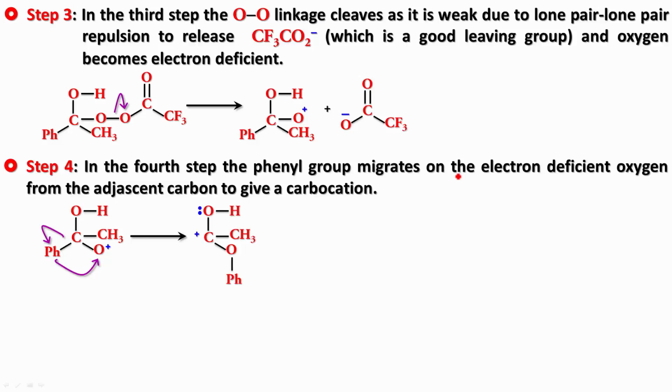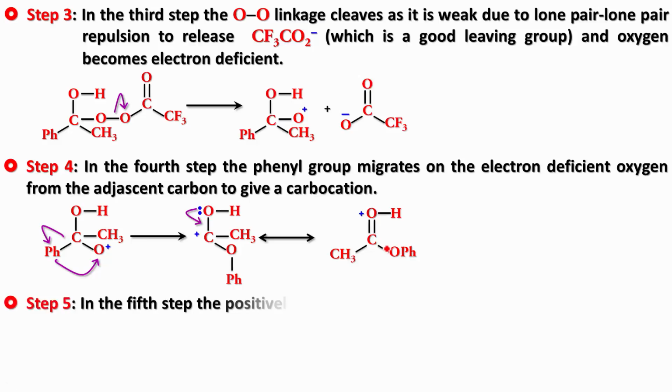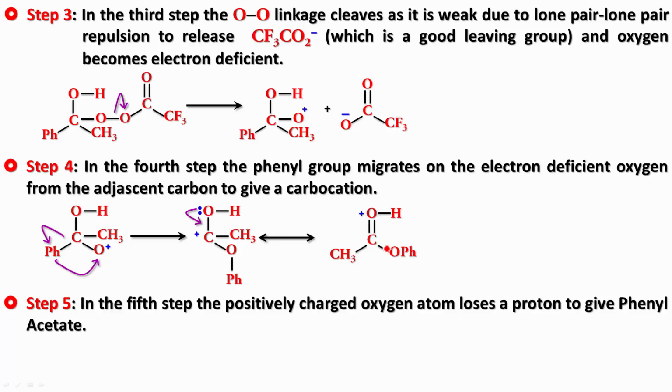But as you can see in step 5, and of course this has a resonating structure, the lone pair on oxygen will try to make the octet complete by resonating with carbon, and in the last step this particular proton is released. Step 5, in the fifth step, the positively charged oxygen atom loses a proton to give phenyl acetate. So as you can see, the proton leaves and you get phenyl acetate.